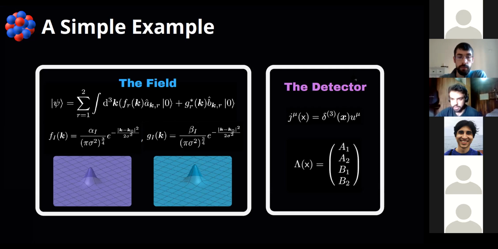And the detector, I want it to be pointlike. So this hadronic current will simply be a Dirac delta, right? In the long time limit, there will be no switching function anywhere. And this u mu will be simply the four-velocity of the detector, right?